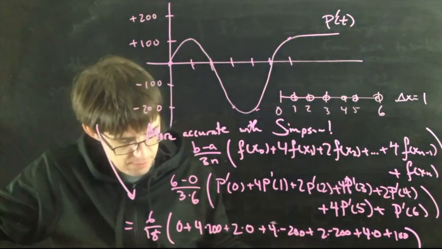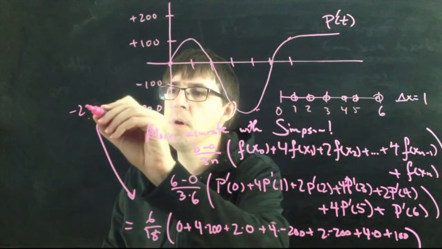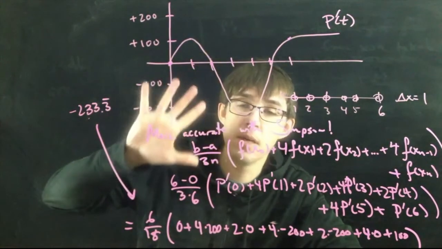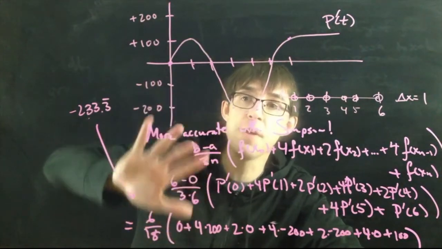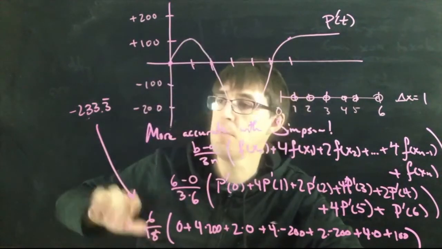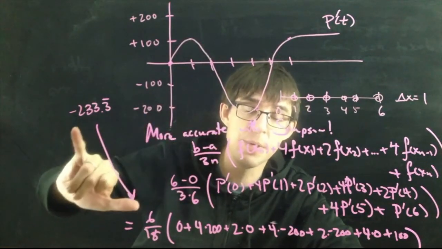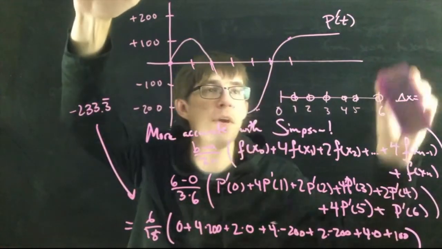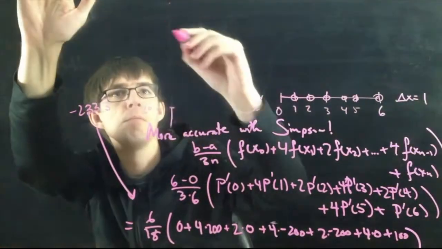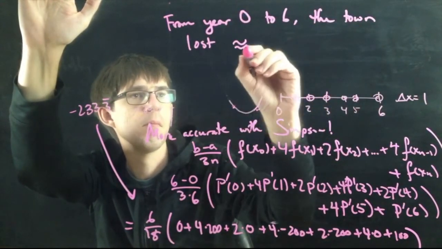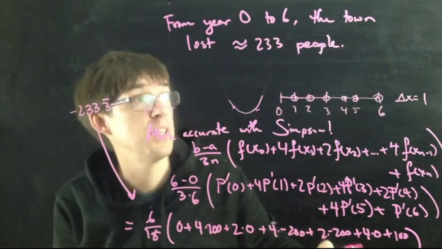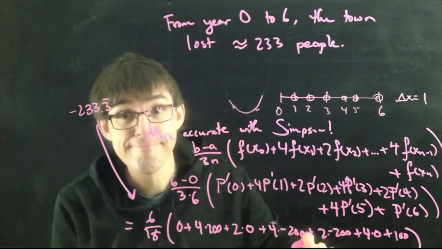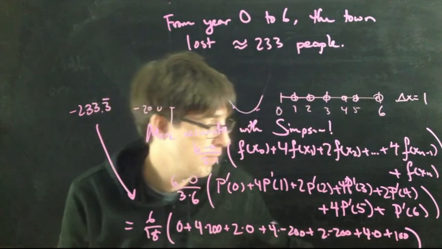When I plugged this into my calculator, I got negative 233.3 repeating. All right, so this, we have no real way of knowing the true figure here because you don't know any formulas for anything, but this is likely to be a better estimation than the one I did before with the rectangles. And so my final answer here, we don't need the picture anymore. From year 0 to year 6, the town lost about 233 people. They bailed.